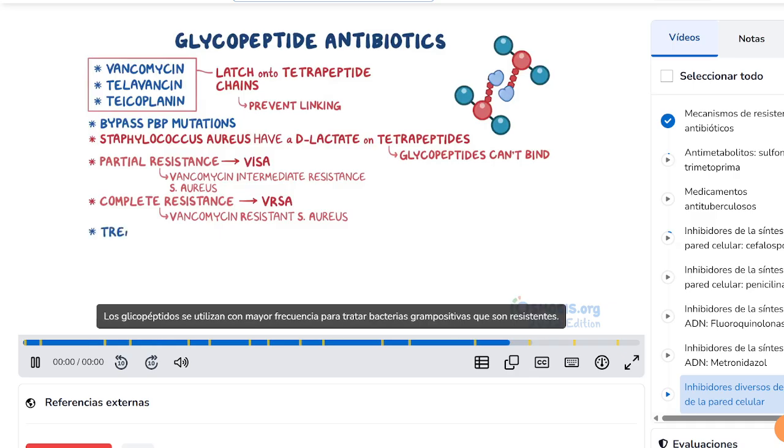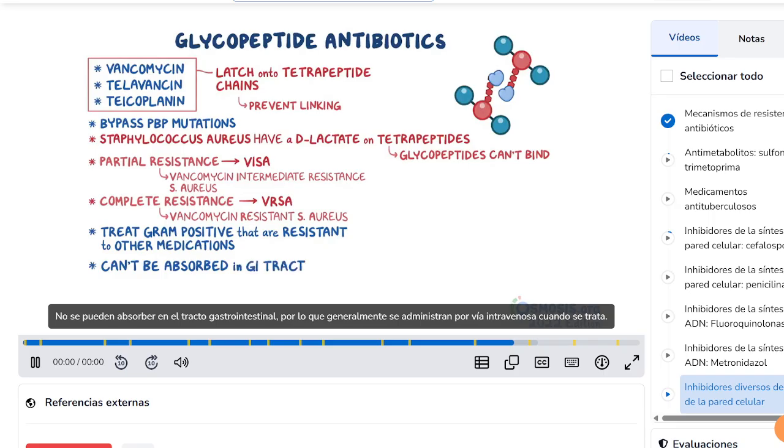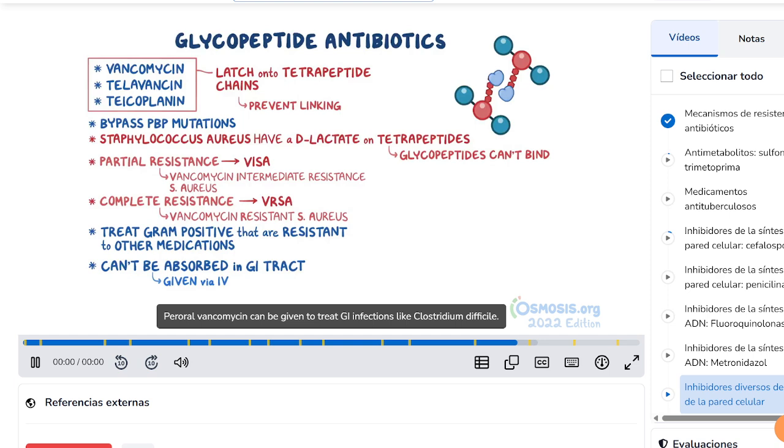Glycopeptides are most often used to treat gram-positive bacteria that are resistant to other medications. They can't be absorbed in the GI tract, so they're typically given intravenously when treating systemic infections. Per oral vancomycin can be given to treat GI infections like Clostridium difficile.